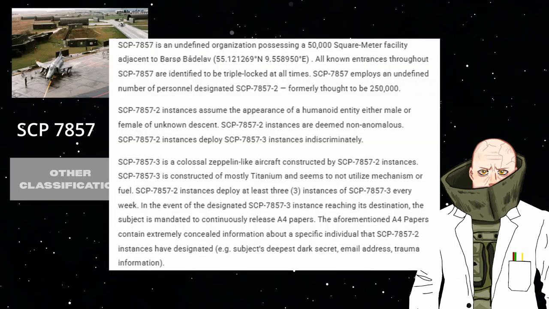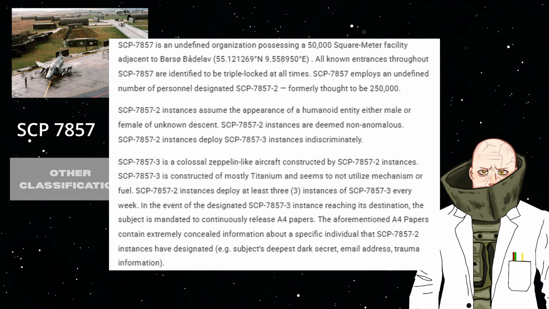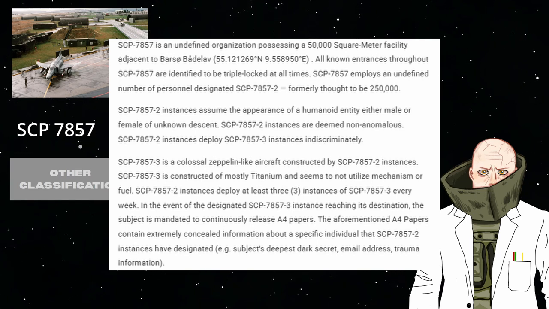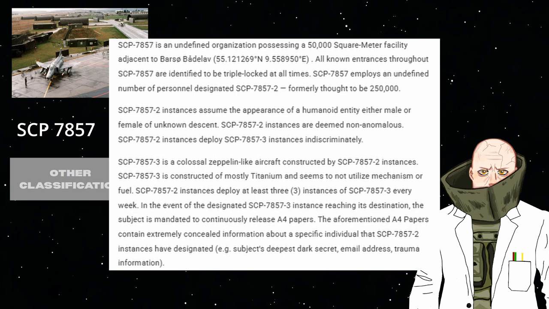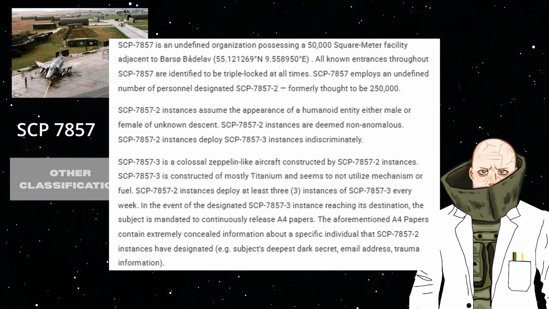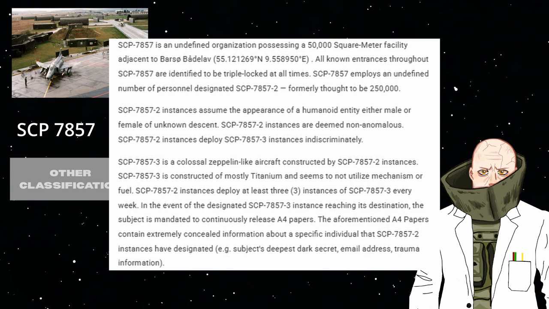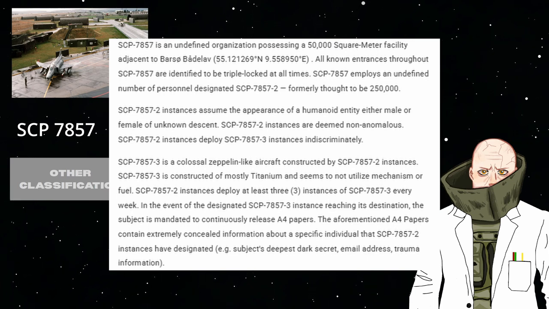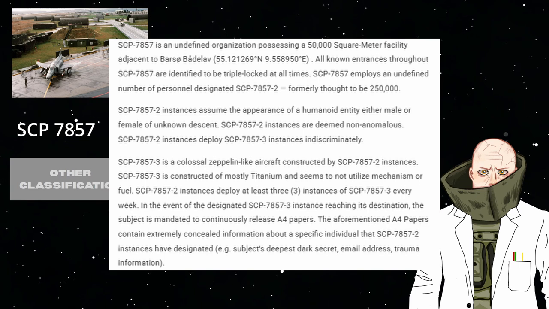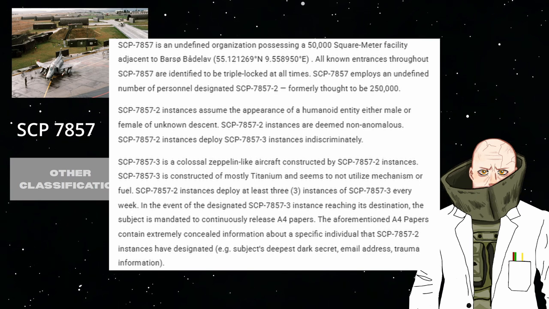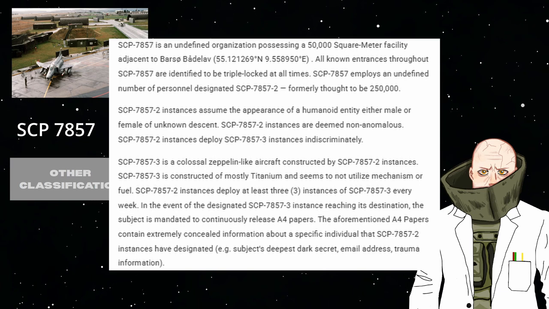SCP-7857 is an unidentified organization possessing a 50,000 square meter facility adjacent to Barso Badalev. All known entrances throughout 7857 are identified to be triple locked at all times. 7857 employs an undefined number of personnel designated 7857-2, formerly thought to be 250,000. 7857-2 instances assume the appearance of a humanoid entity, either male or female of unknown descent.